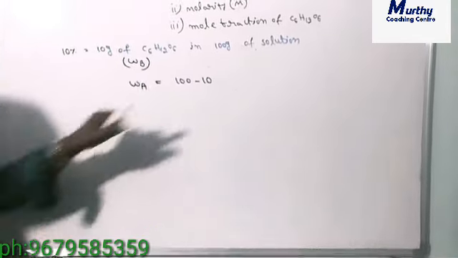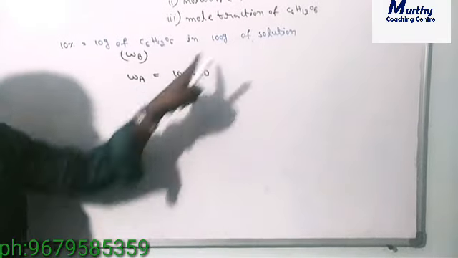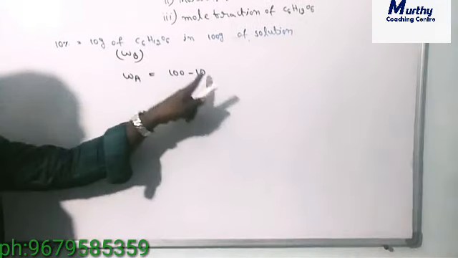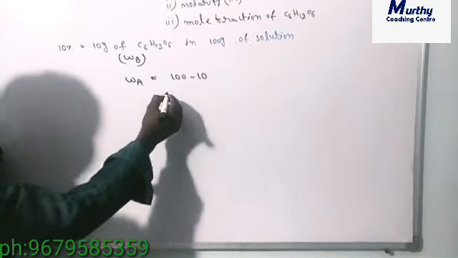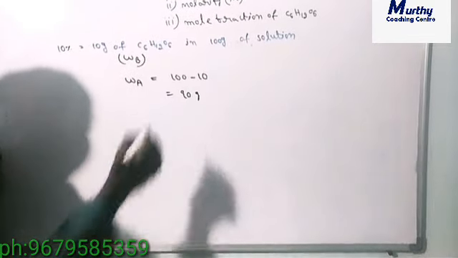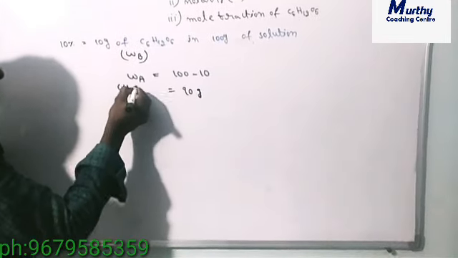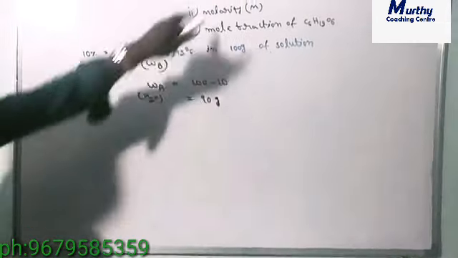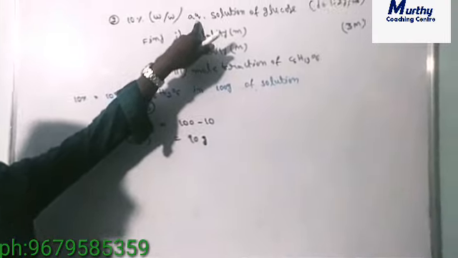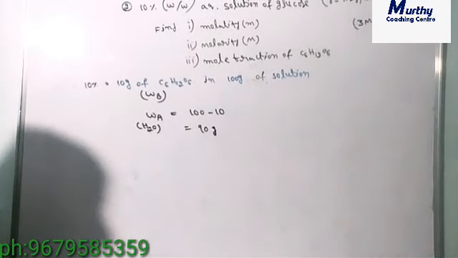Total mass of the solution is 100 grams. Solute mass is 10 grams. 100 minus 10, that is 90 grams. Clear? That is the mass of the solvent. Solvent is which one? That is the water. So why are we saying that is the water? Here aqueous solution is given. Aqueous solution means solvent is the water.